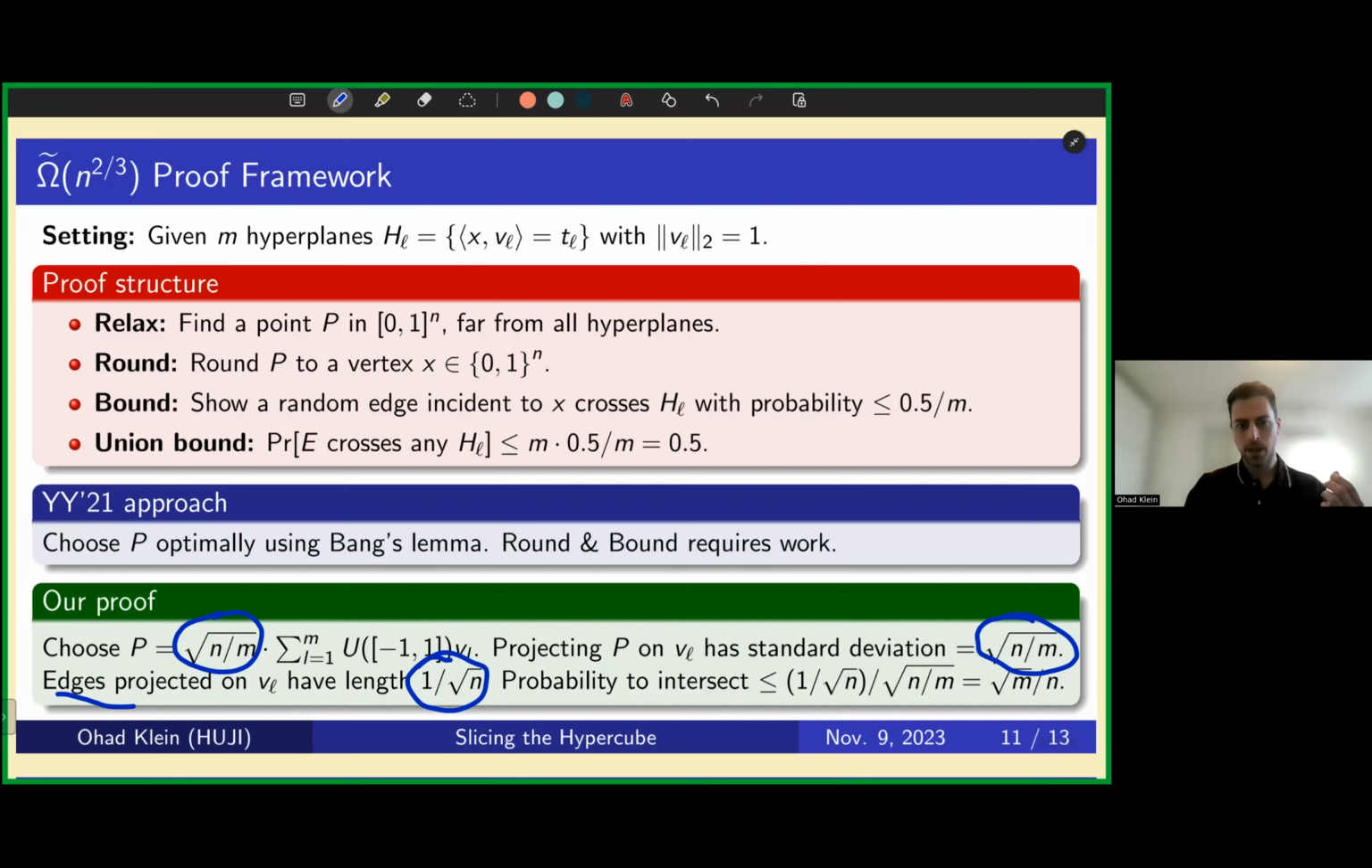So because a hyperplane is a single point, the probability that this interval will contain the point is at most the length of the interval divided by the standard deviation of the location of the interval. And this tends to be square root of m divided by n. Now, if we substitute m to be n to the power 2/3, then we see that the probability of the edge and the hyperplane to intersect is at most 1 over m, which is what we need.